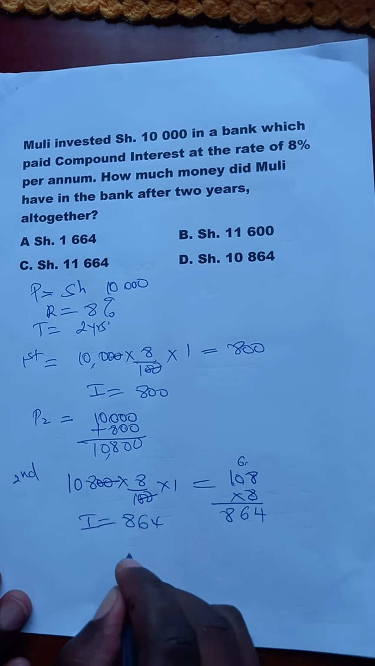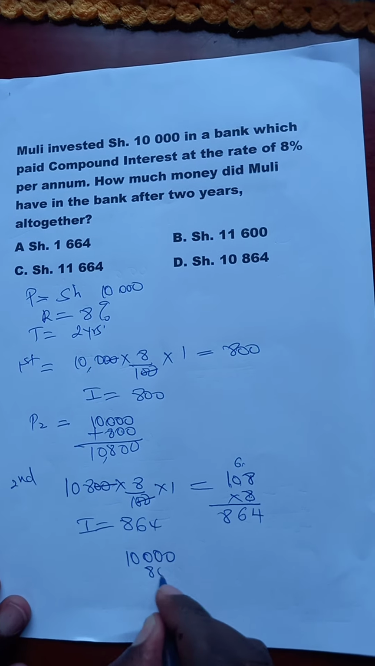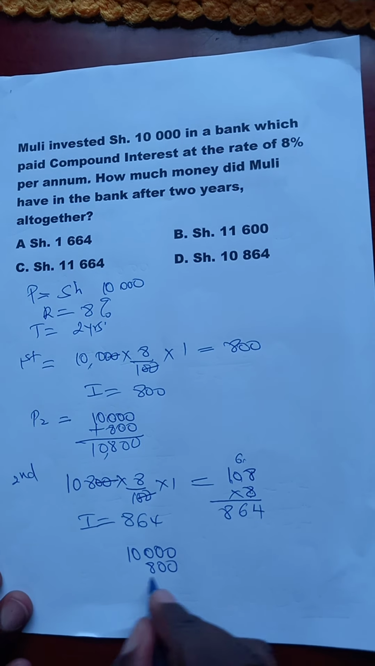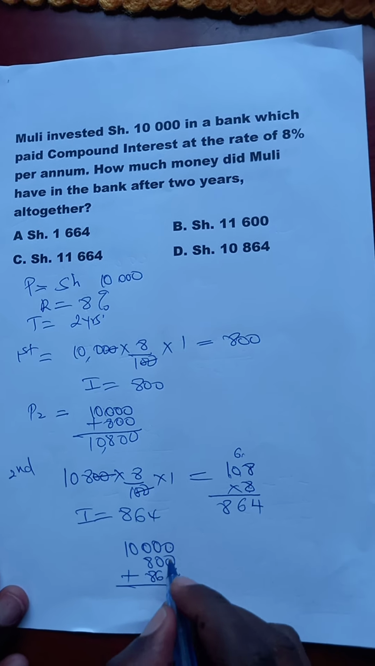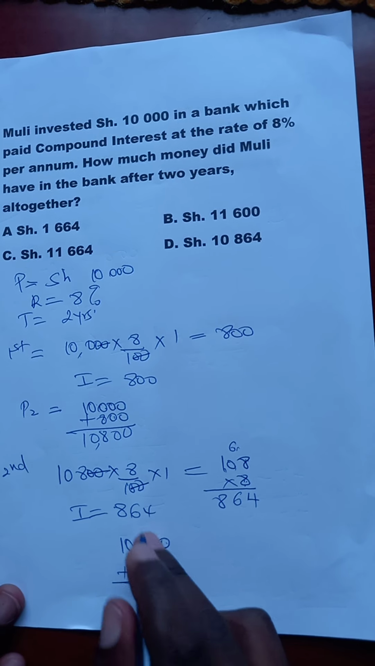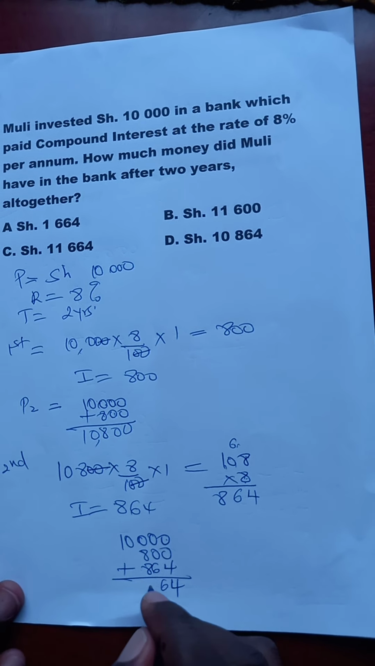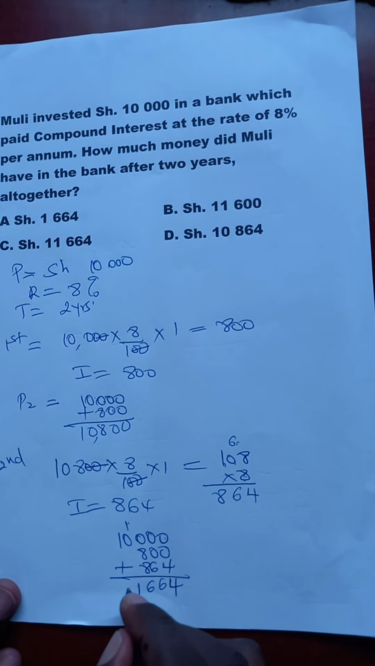It will be principal 10,000, first interest 800, second interest 864. And as we add, 0 plus 0 plus 4, 4. 0 plus 0 plus 6, 6. 0 plus 8 plus 8, 16. You write 6 carry 1. 1 plus 0, 1. You drop 1.